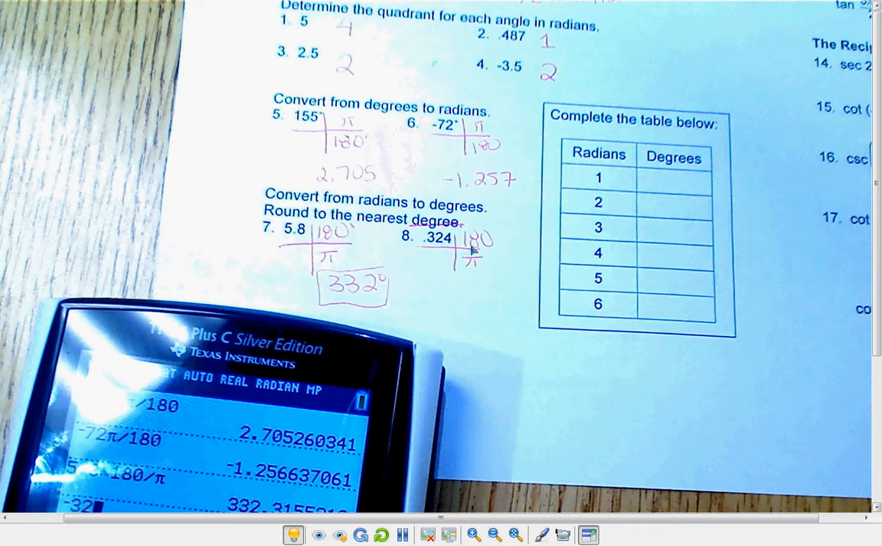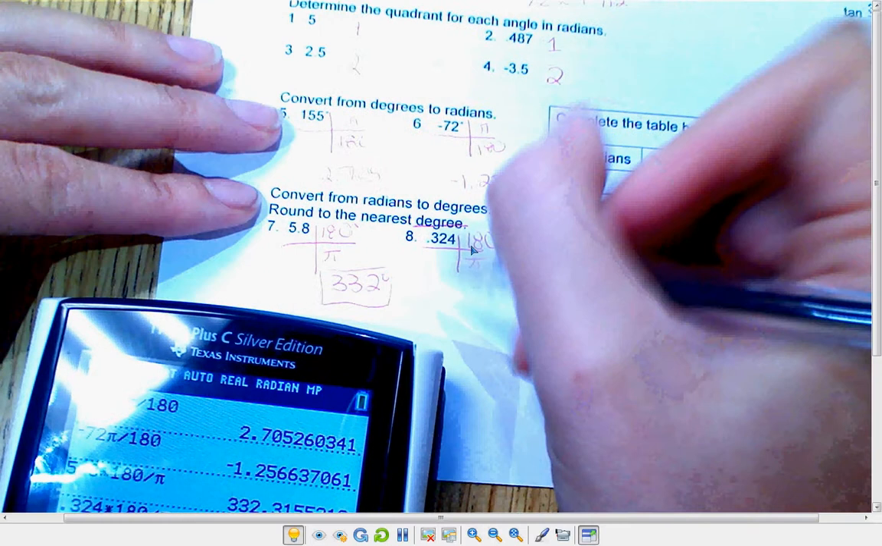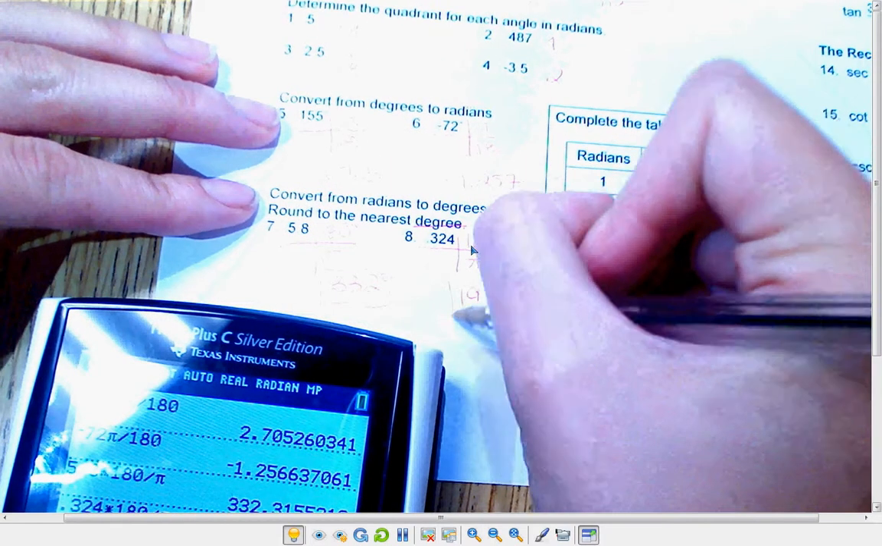For number 8, 324 times 180 divided by pi is 18.5, so it's going to round up to 19 degrees.